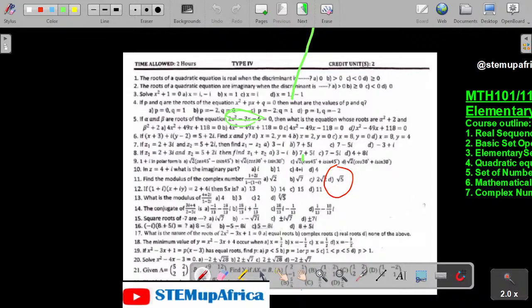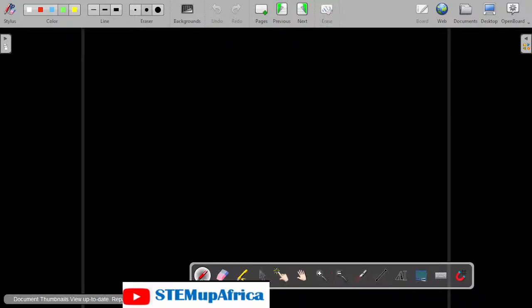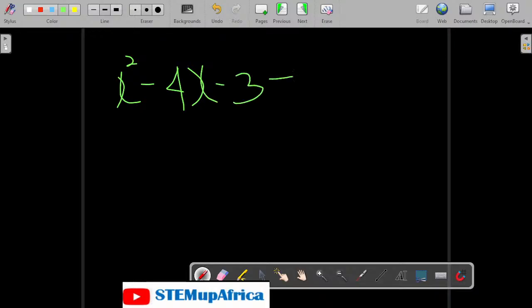So which is option B? P equals 1 or 5. So question 20, this is where we stop today. It says solve the equation x squared minus 4x minus 3 equals 0.